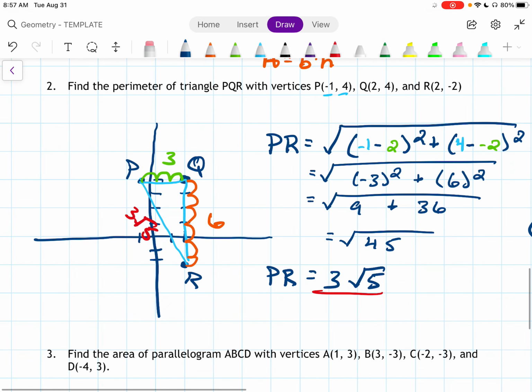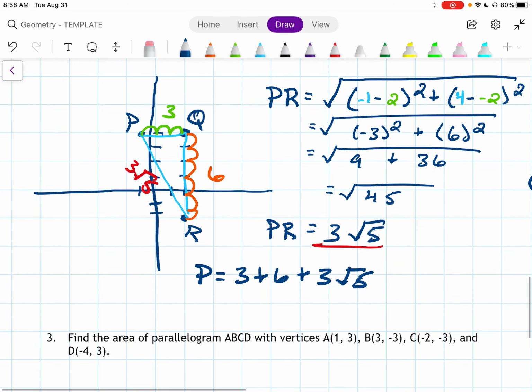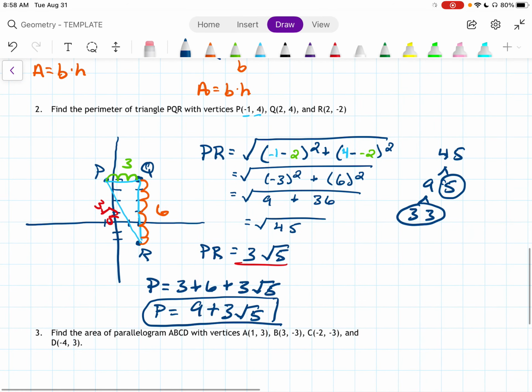So my perimeter is going to be P equals 3 plus 6 plus 3 root 5. And then to simplify that, I'm going to say P equals 9 plus 3 root 5. And that's it.